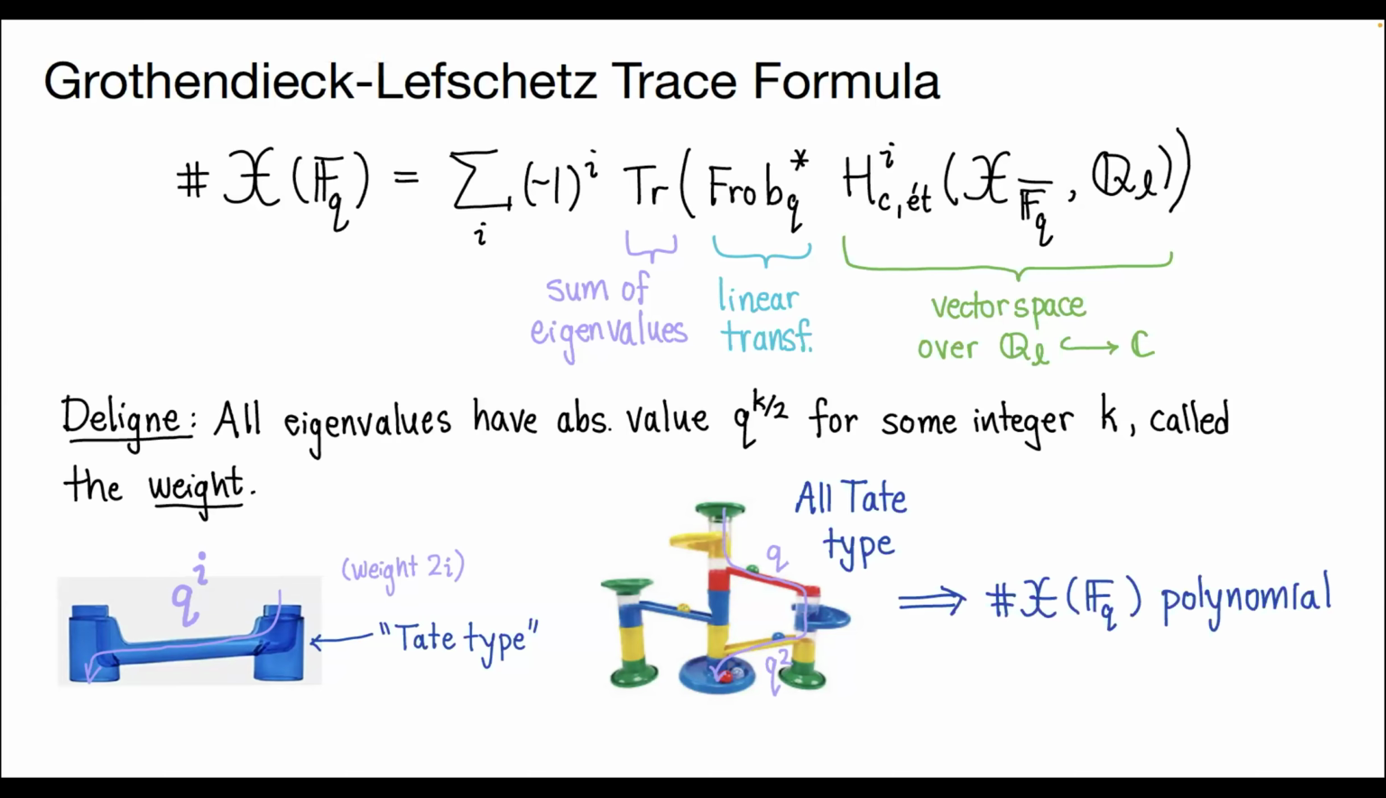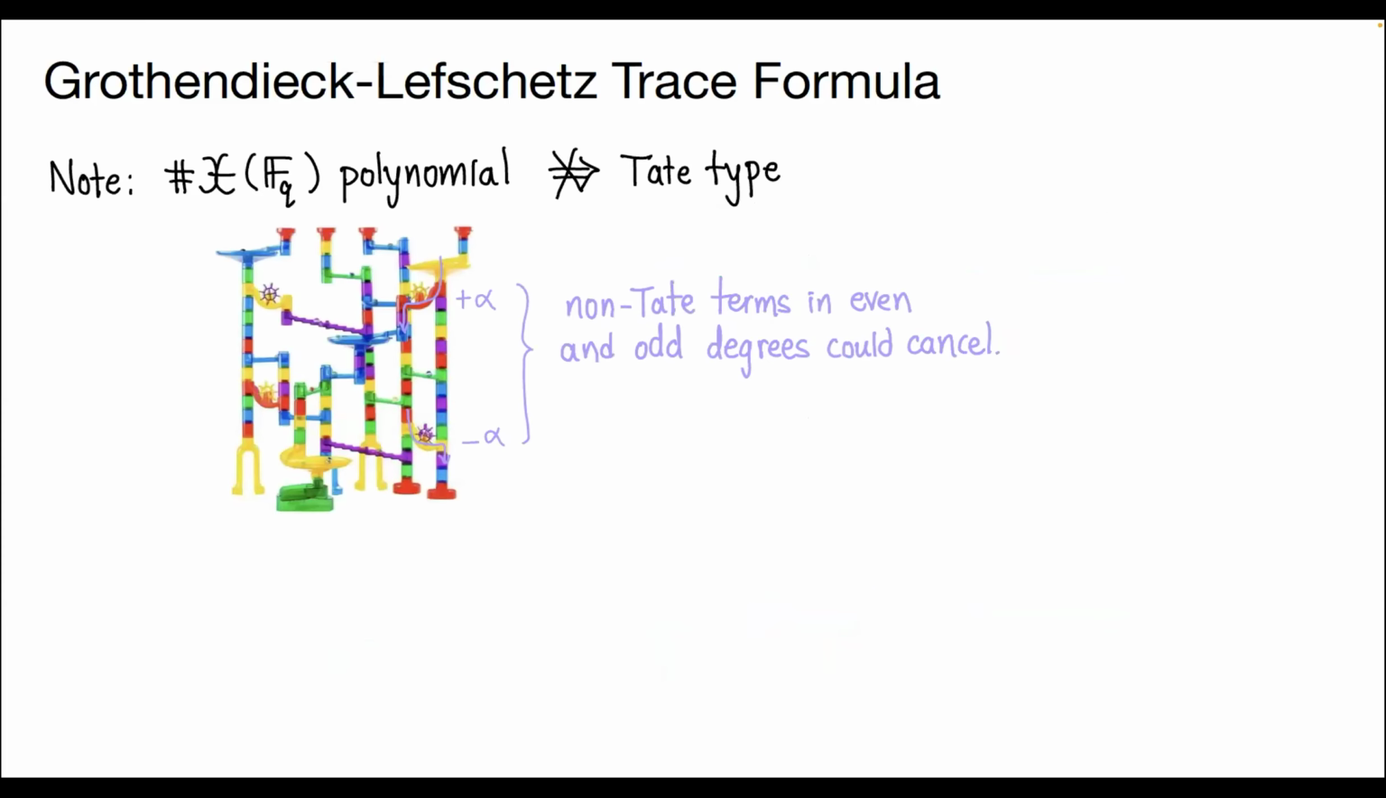Now the converse of this needn't be true. Just because your point count is a polynomial does not imply that all cohomology is Tate type. And that's because this sum here was alternating in degrees of cohomology. So something that could happen is you could have non-Tate pieces that occur equally often in odd and even degrees, and so cancel each other out in this alternating sum.